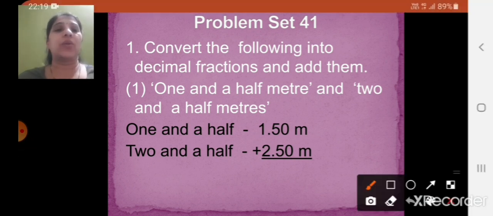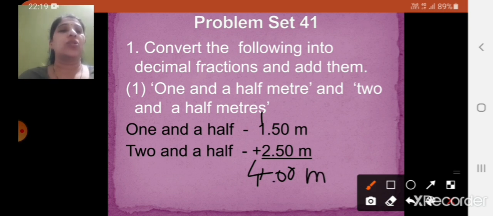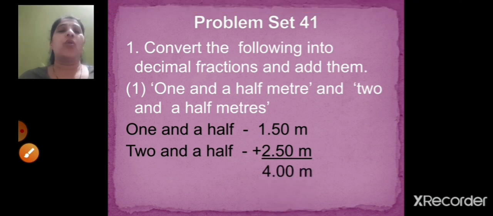0 plus 0 is 0. 5 plus 5 is 10. So 0, 1 carried over. 1 plus 1 is 2 and 2 plus 2 is 4. So there are 2 decimal places. So 4.00 meter. So your answer will be 4 meter. Let's move to the second one.